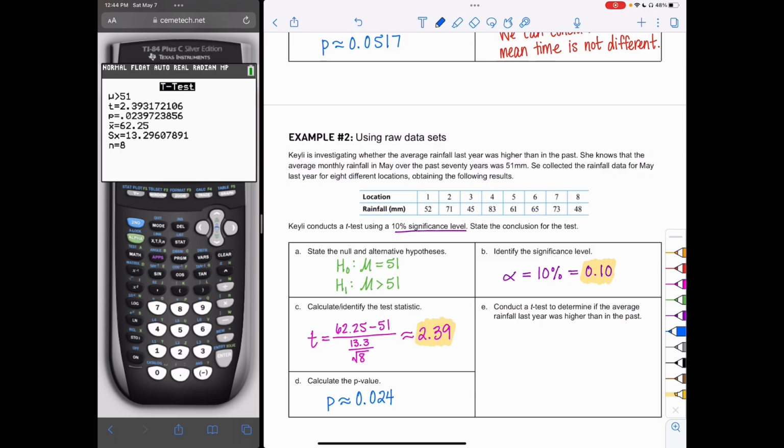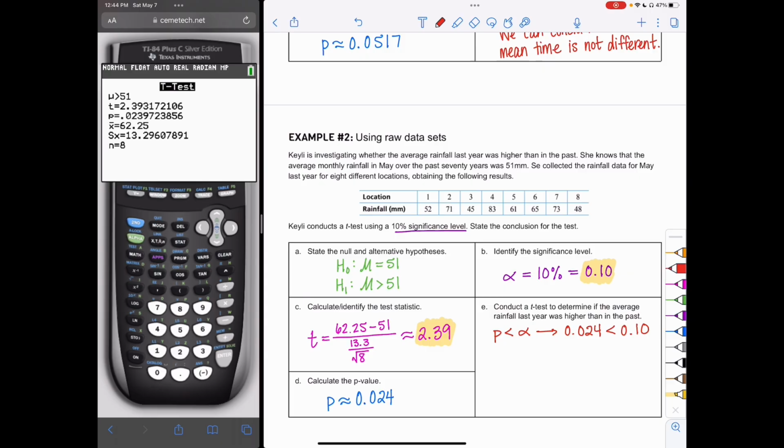So now we want to conduct the t-test to determine if the average rainfall last year was higher than in the past. So we have to look at the p-value. So here we can see that p is going to be less than the significance level, okay? And that is because 0.024 is less than 0.10, okay?